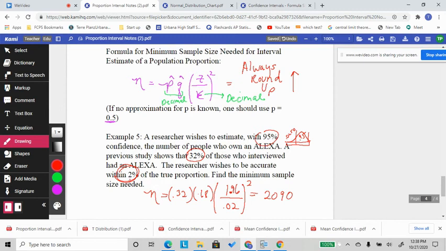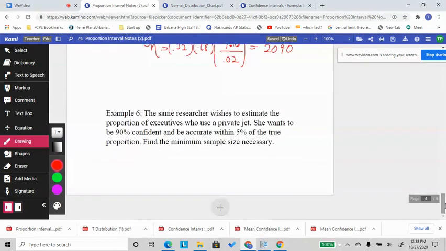Okay. Last problem of the day. The same researcher wishes to estimate the proportion of executives who own a private jet. She wants to be, I'm just recording the formula down again, 90% accurate. And there's no sentence with these. And within 5%. All right, so we have no p hat q hat here.